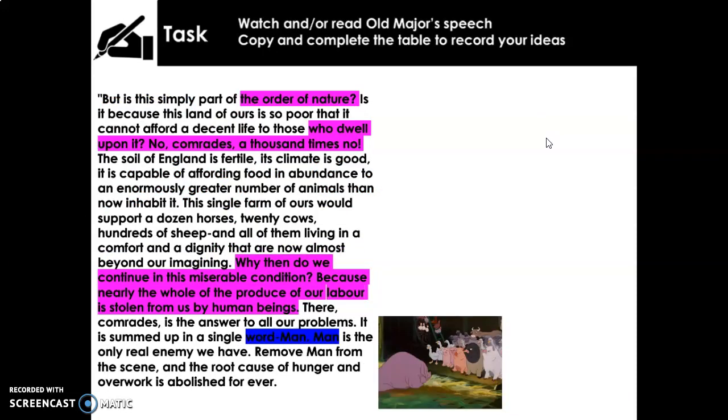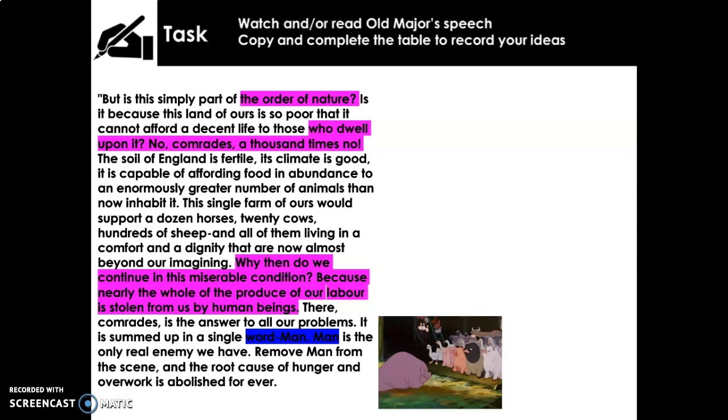So next bit of the speech. But is this simply part of the order of nature? Is it because this land of ours is so poor that it cannot afford a decent life to those who dwell upon it? No, comrades, a thousand times no.